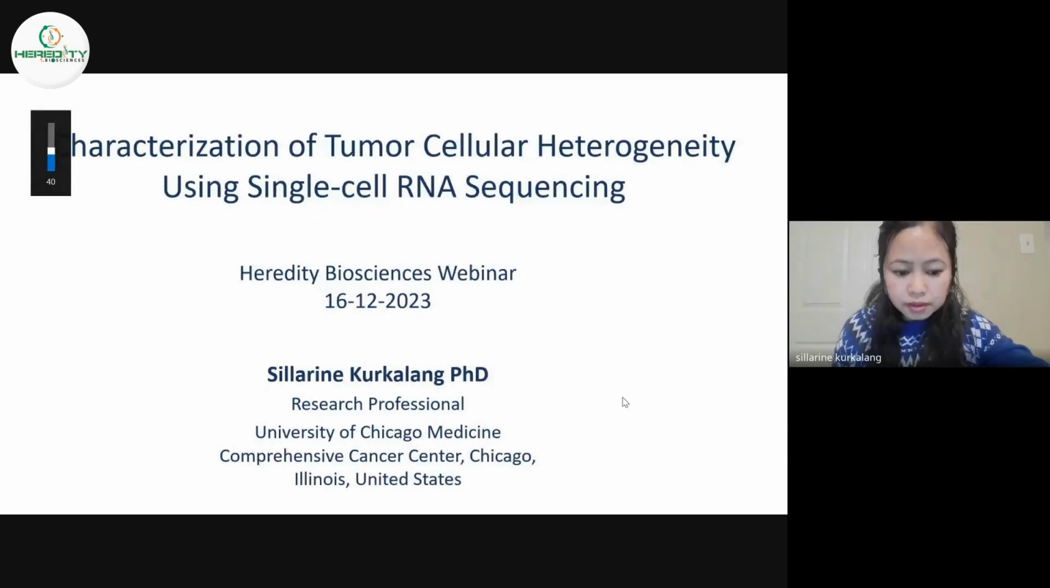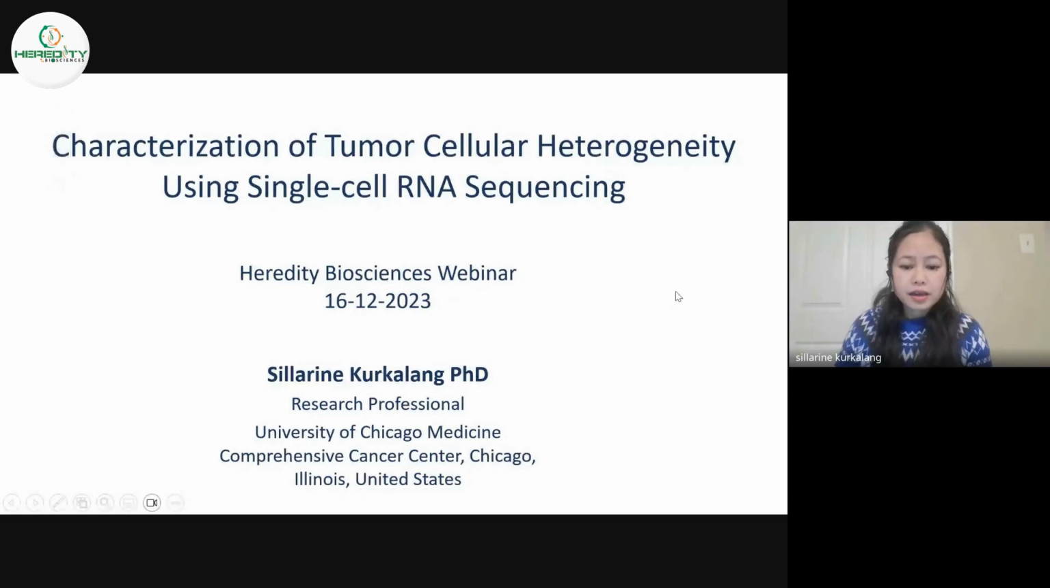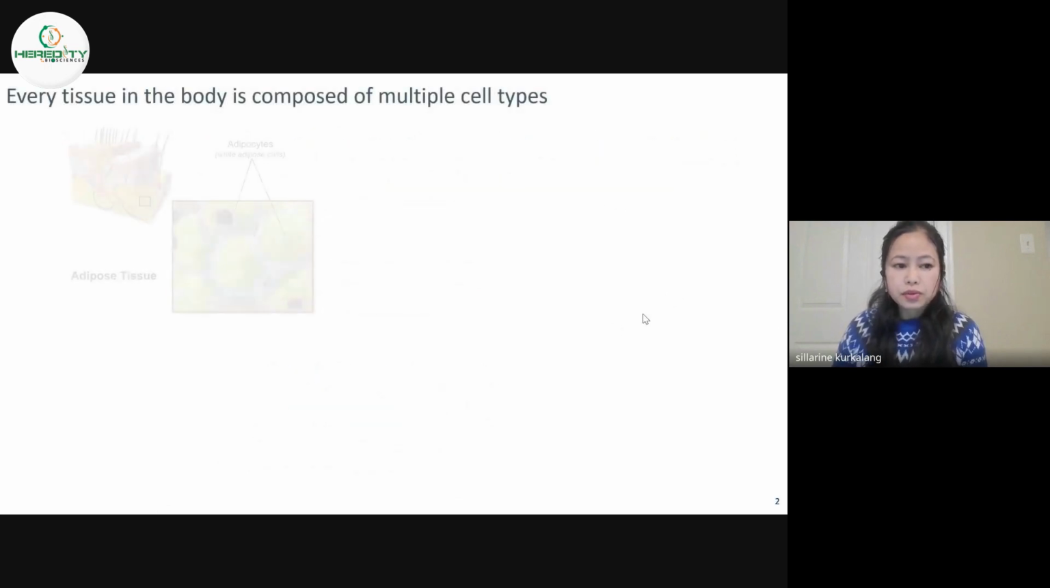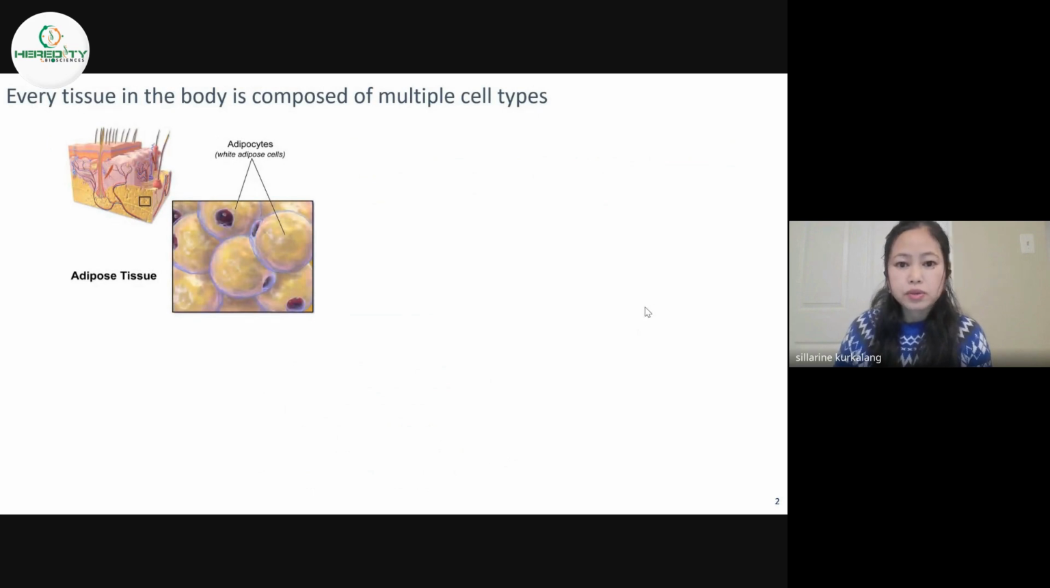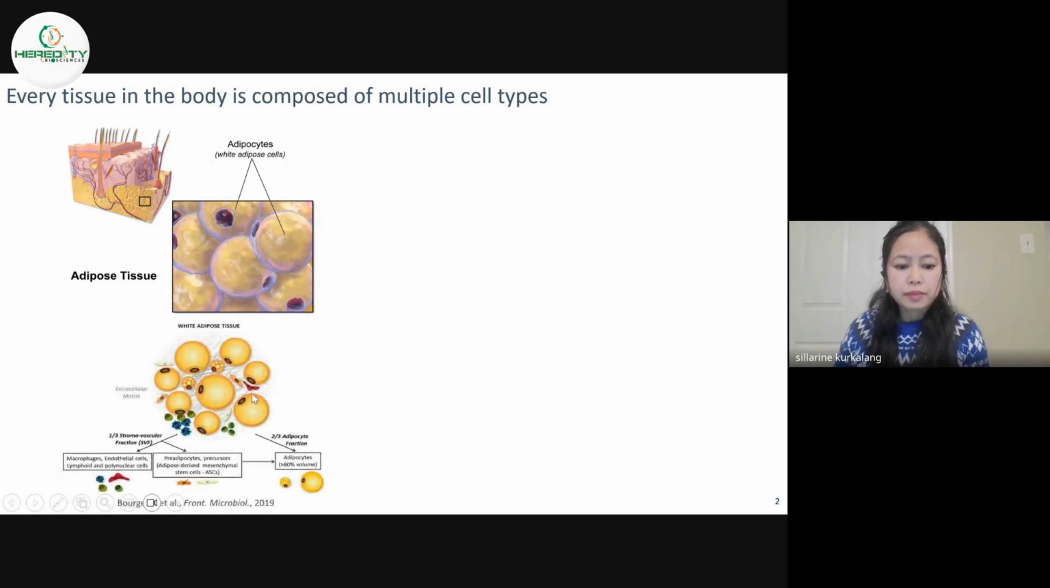Today I'm going to talk on the characterization of tumor cellular heterogeneity using single-cell RNA sequencing. As you know, every tissue in the body is composed of multiple cell types. For example, adipose tissue consists mainly of adipocytes, but there are also other cells, like macrophages, endothelial cells, lymphocytes, and stem cells. All these cells together constitute the adipose tissue.